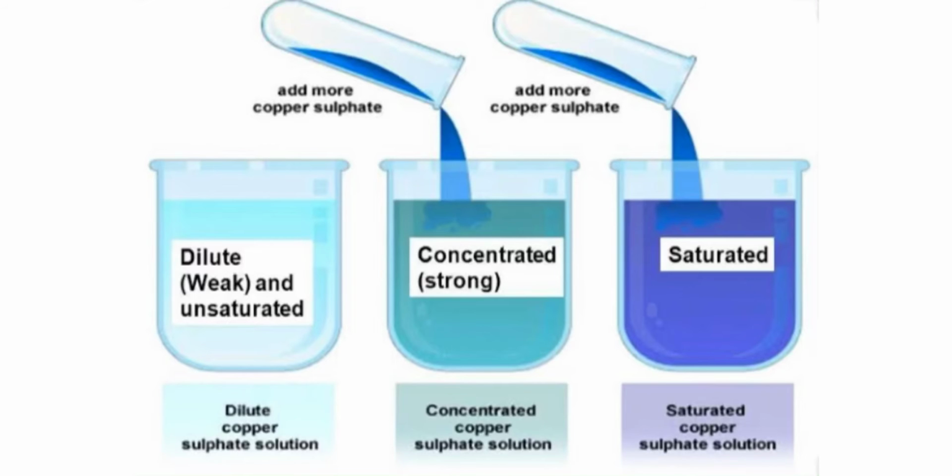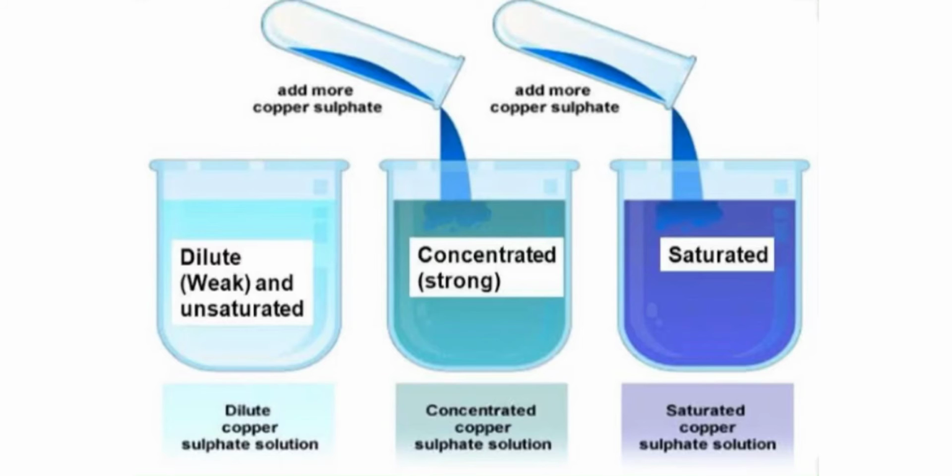Students, from this diagram it will be clear to you what is saturated and unsaturated solution. Here the solution of copper sulfate is there in 3 beakers. In the first beaker you can see dilute and unsaturated solution is there, which means that proportion of water is much more than copper sulfate. So it is dilute or weak unsaturated solution. Now if more copper sulfate is added, it becomes concentrated solution.